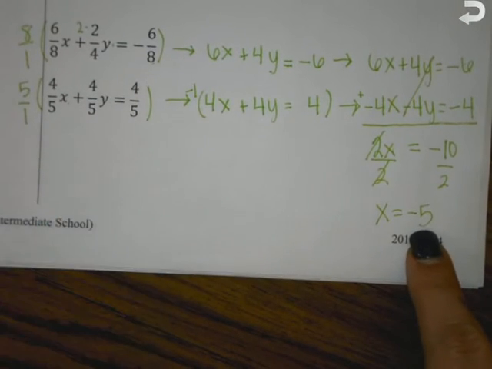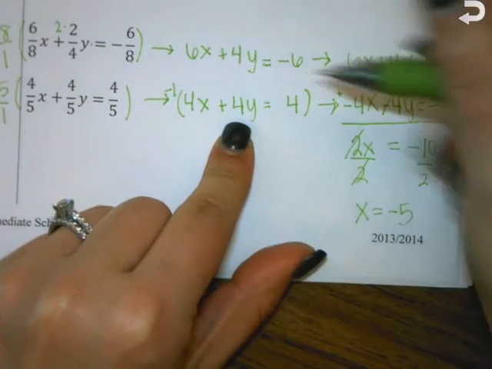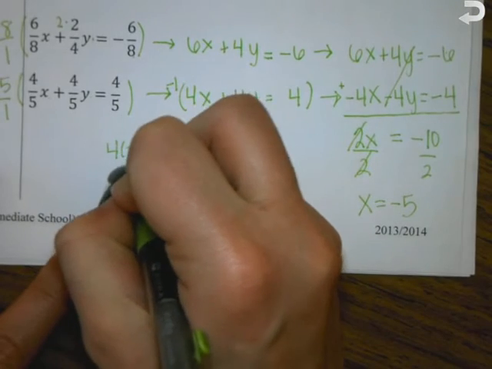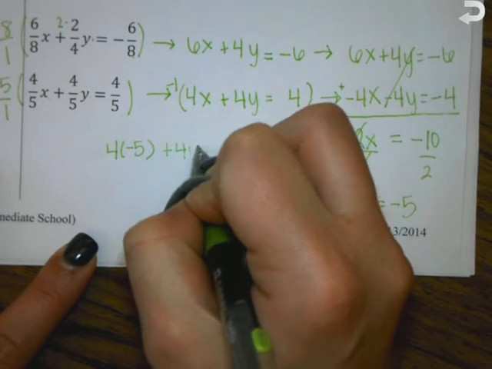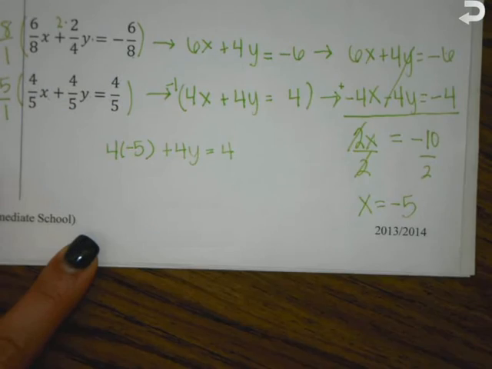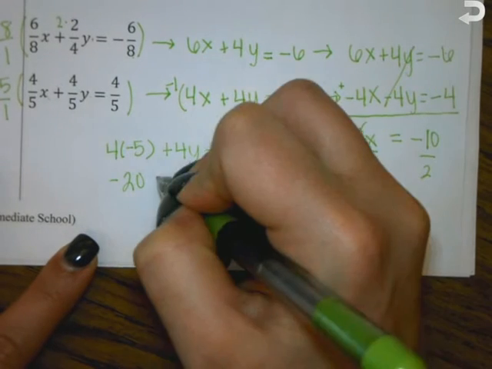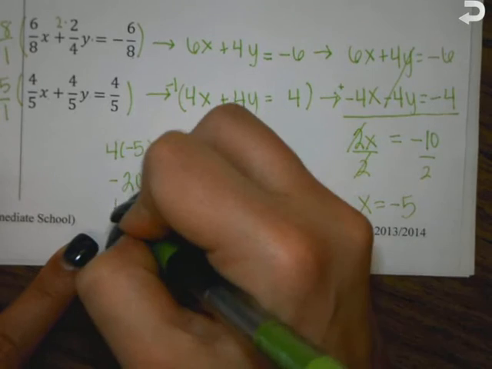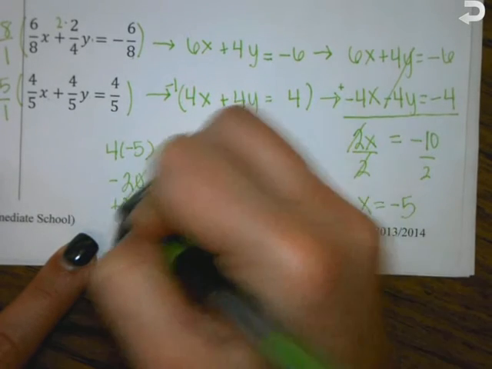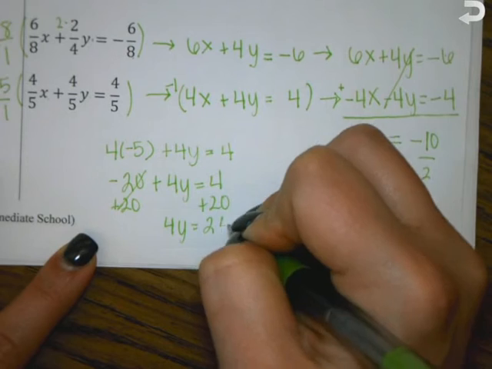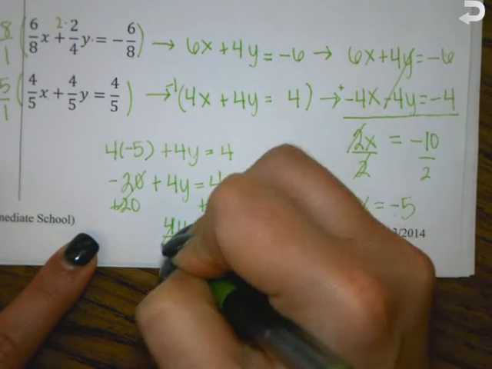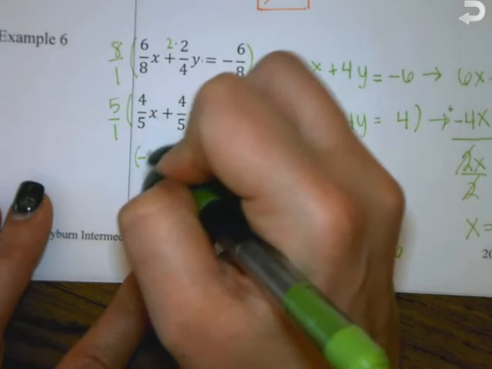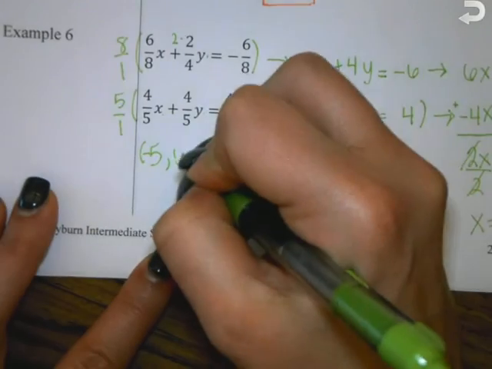Okay, who wants to plug negative 5 into one of these ones with the fractions? I wouldn't either. Let's go with one of these non-fraction equations. Second one? Okay, so that's 4 times negative 5 plus 4y equals 4. So that's negative 20 plus 4y equals 4. Add 20. So 4y equals 24. And then divide both sides by 4, and you get y equals 6. So our answer is negative 5, comma 6. Make sure you put it in parentheses.